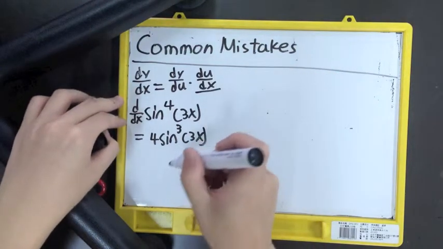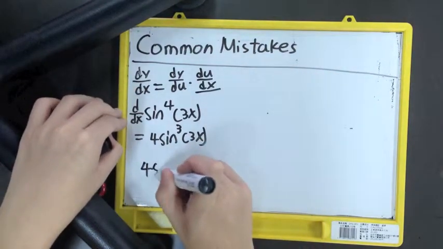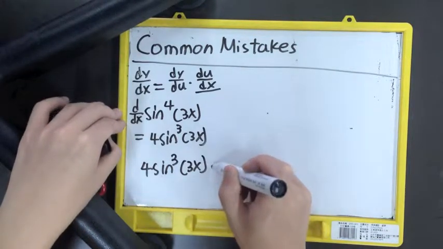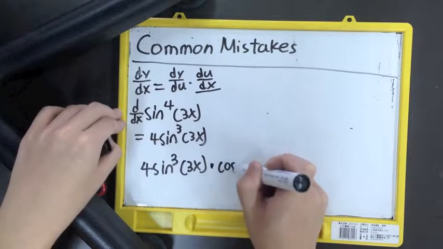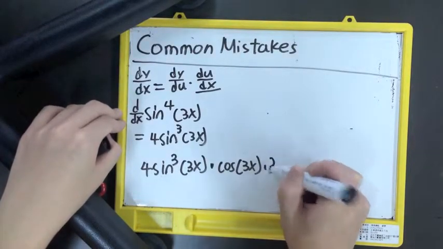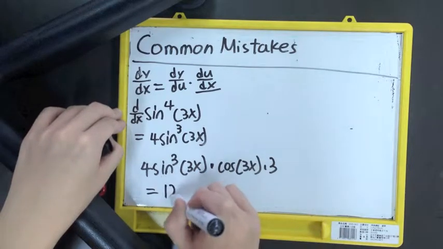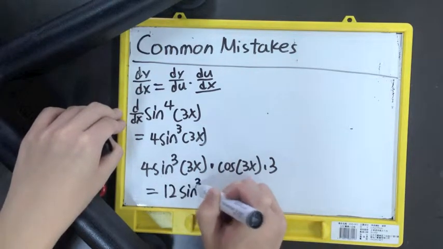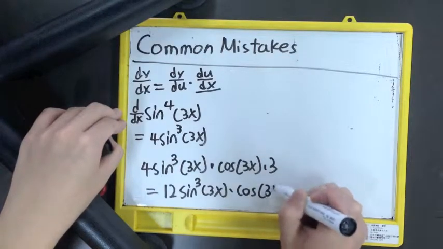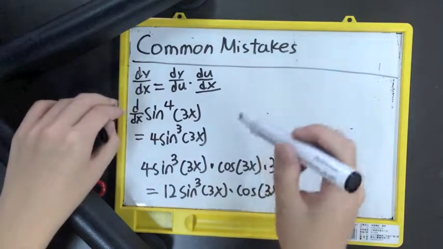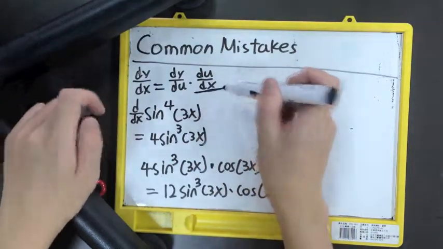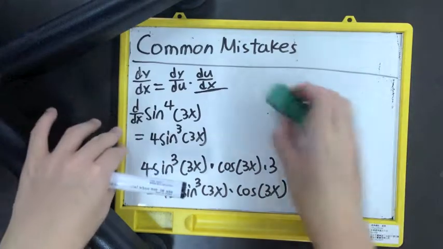So the correct way it should be written is 4 sine to the third of 3x times cosine of 3x times 3, which equals 12 sine to the third of 3x times cosine of 3x. And that's the common mistake of the chain rule, which is forgetting another part of the differentiation.